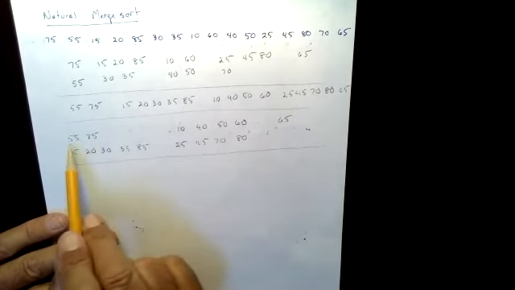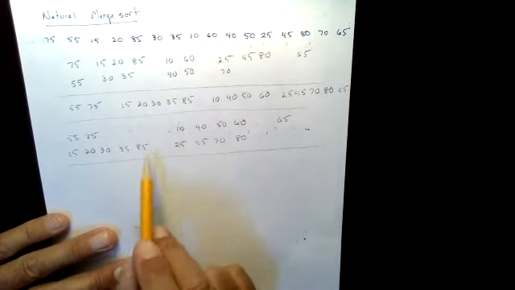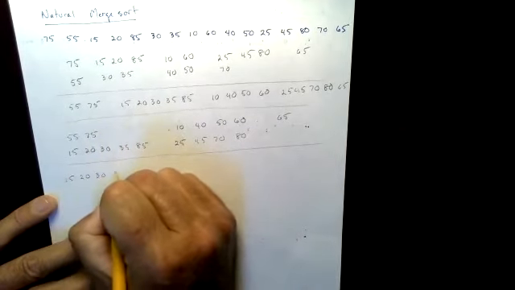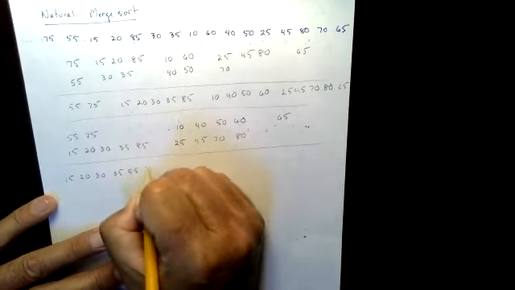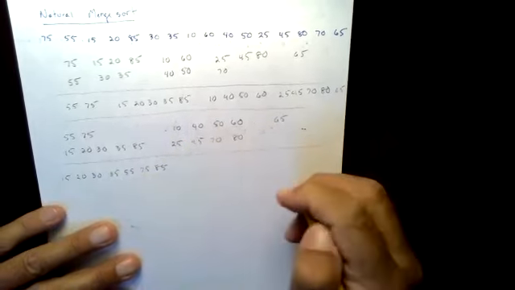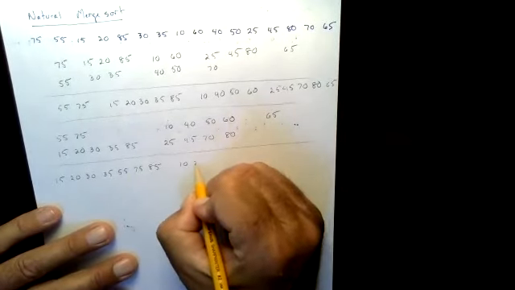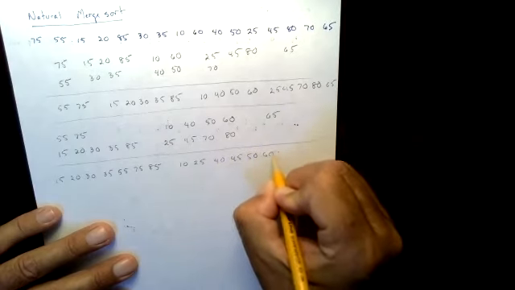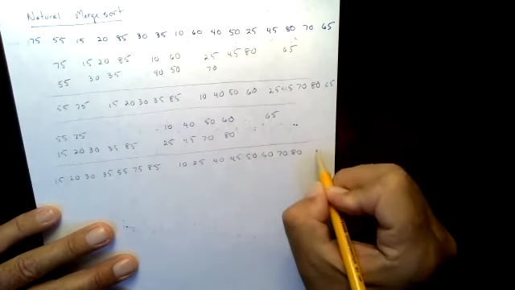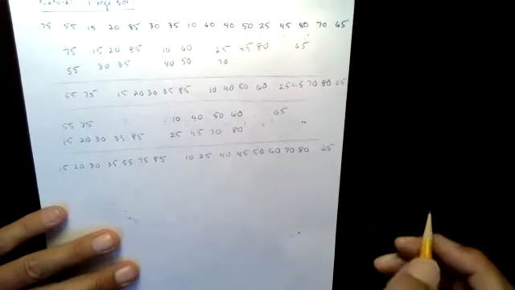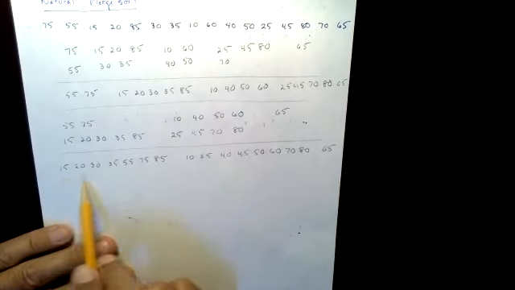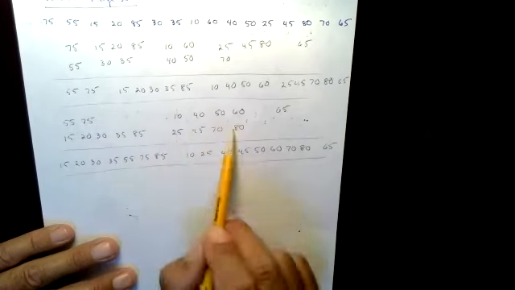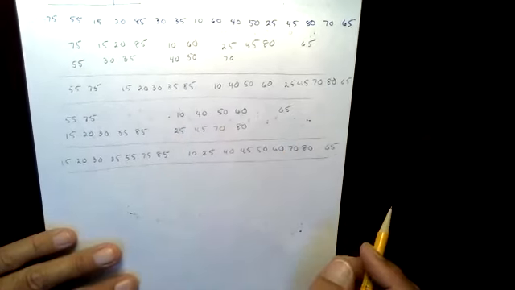Merge these two with all of these. 15, 20, 30, 35, 55, 75, 85. What do I have next? 10, 25, 40, 45, 50, 60, 70, 80. And of course, 65 sits out there on the end. Merge this list with this list. Merge and nothing to merge it with.